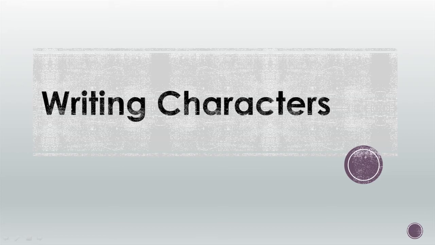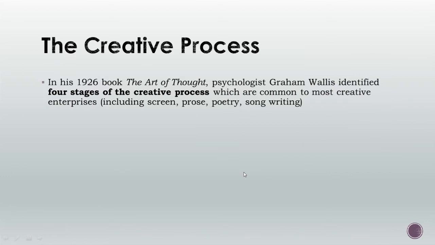We're turning for Lesson 3 to writing characters. This is a very important stage in the creation of your product. You know Aristotle's Poetics, you're aware of what an action idea is, and now you're beginning to look at the creative process. So in his 1926 book called The Art of Thought, psychologist Graham Wallis identified 4 stages of the creative process, which are common to most creative enterprises. This includes screen, prose, poetry, and songwriting.